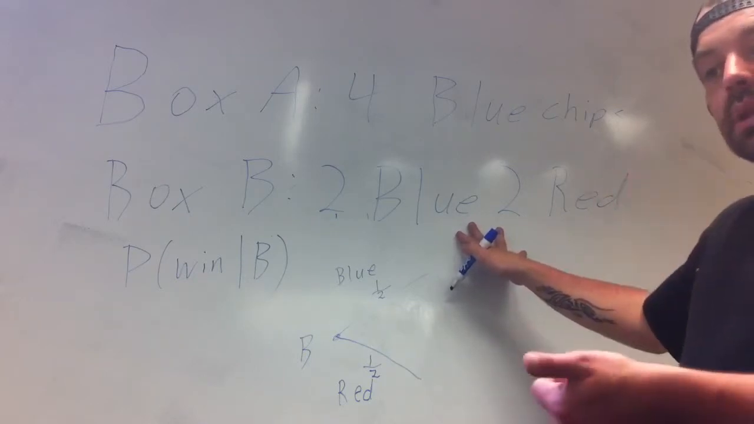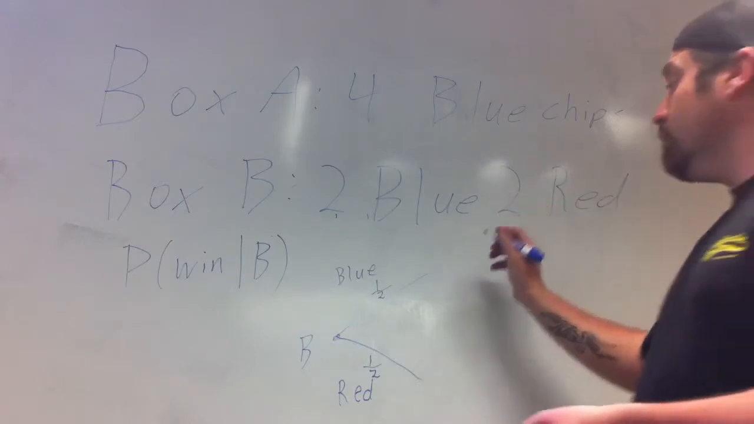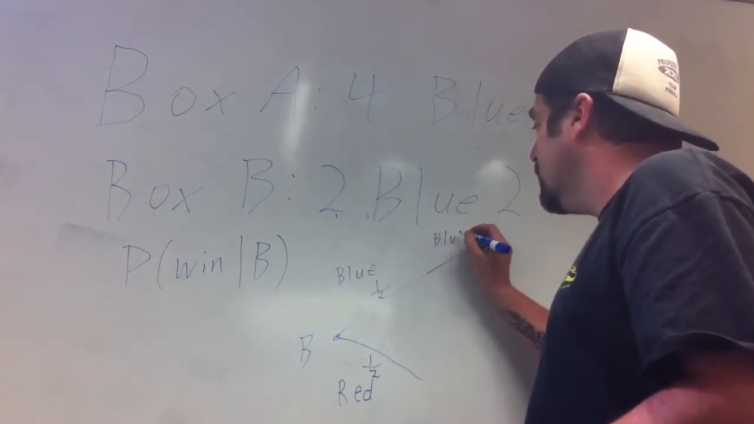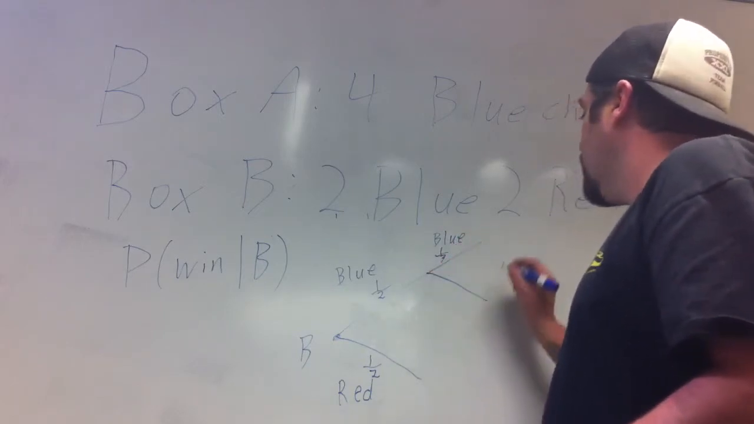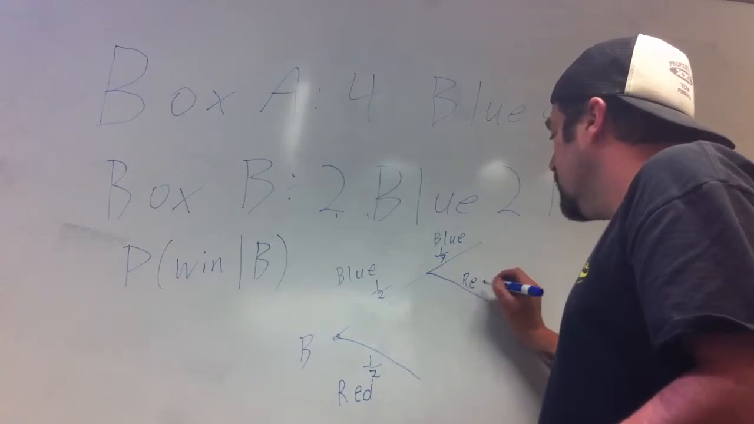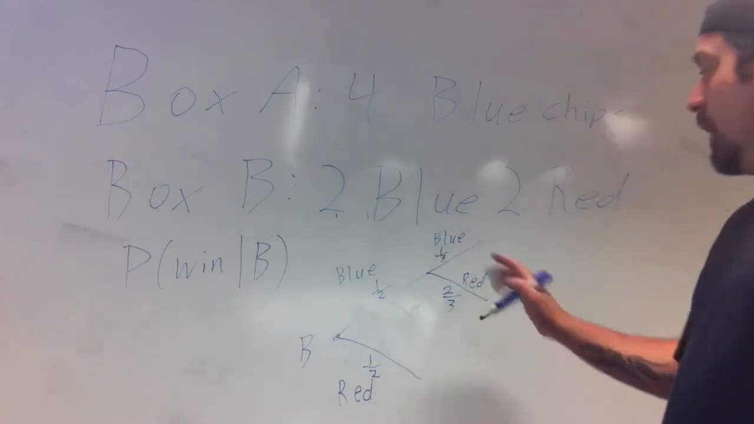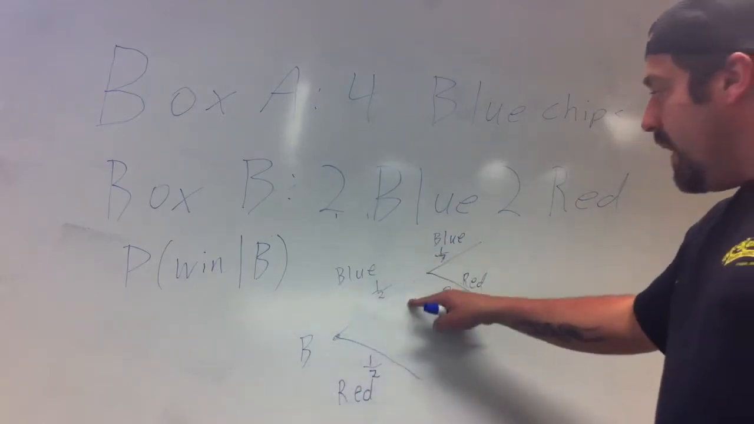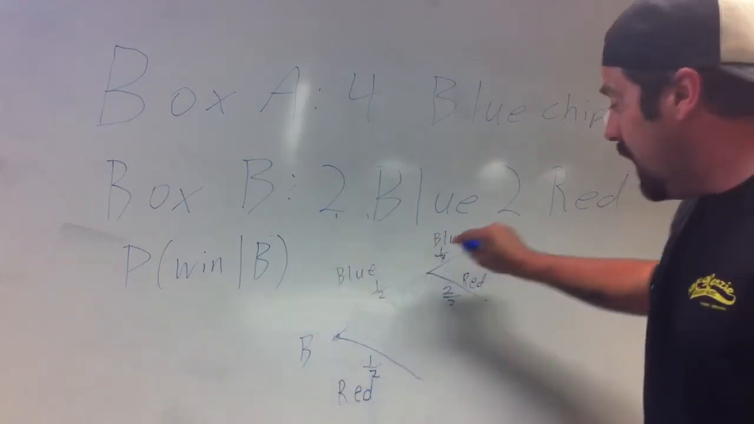I only have 1 blue and 2 reds, so I only have 1/3 of a chance of picking another blue. So now, going from here, picking another blue is 1/3, and then picking a red at this juncture is whatever's left over, that's 2/3. So the odds that I'm going to start with box B and then win is 1/2 times 1/3, because with these tree diagrams you multiply the path along.